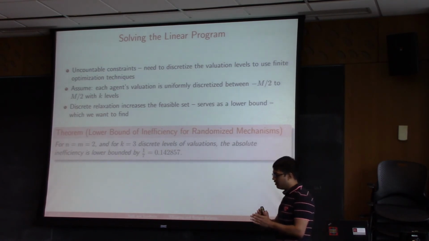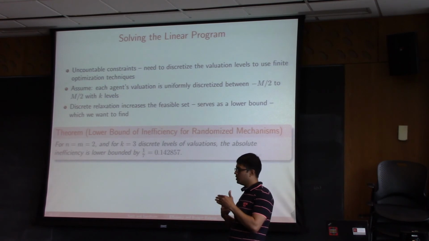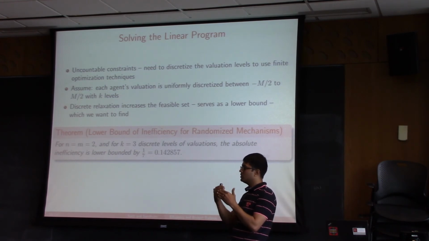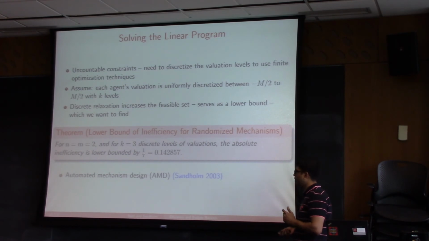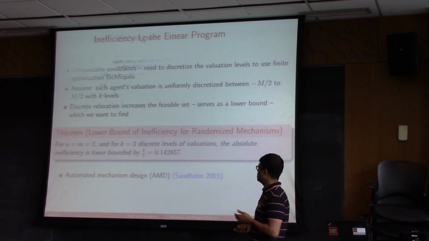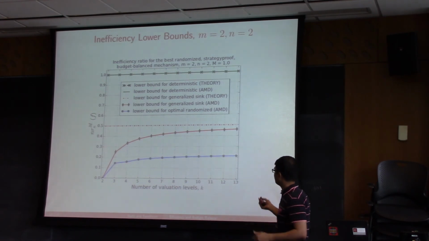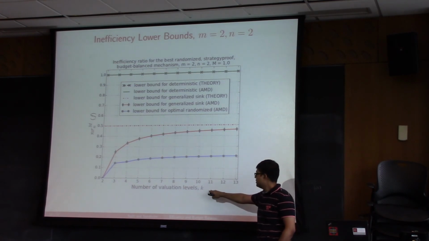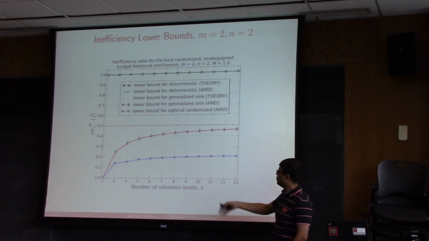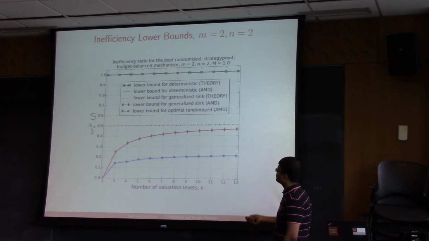Now you can think of the finer I make this discrete level, the tighter would be the lower bound to the actual problem. And that is the idea of automated mechanism design, and we do run this process for more number of levels. So here on the x-axis I have plotted the number of levels k, and the y-axis I have plotted the absolute inefficiency.